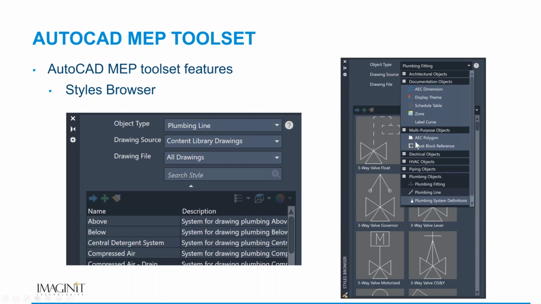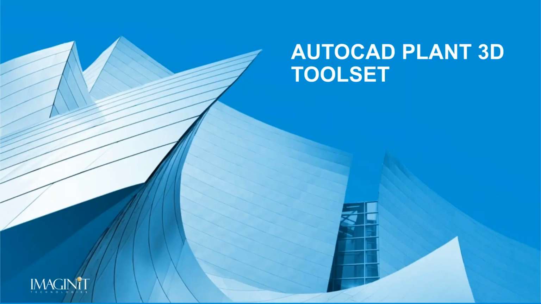And in my styles browser, I'll always have access to the objects that I may not have directly in the tool palettes from the workspace, but I can always get to them through the styles browser. So I don't necessarily have to switch workspaces all the time if I'm doing something complex that requires both HVAC and plumbing, or plumbing and electrical, or HVAC and electrical. So that's really all about MEP, and now we're going to talk about Plant 3D.